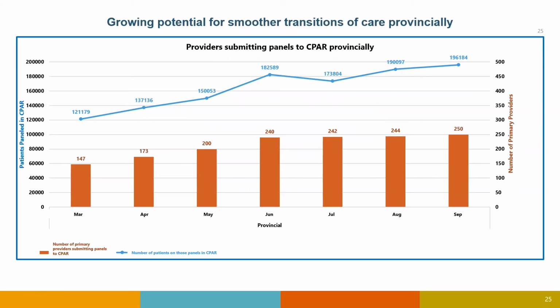Here is where we see that growing potential for smoother transitions of care provincially. Again, it's looking at data from March to September of 2020. Now the graph shows that as more physicians participate in CPAR and submit panels to the registry, the population of Albertans in CPAR grows. So the number of patients in CPAR is dependent on physician participation. The orange is the number of providers submitting, and the blue line is the number of patients on those panels in CPAR.